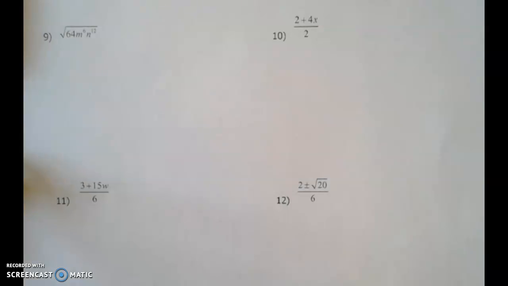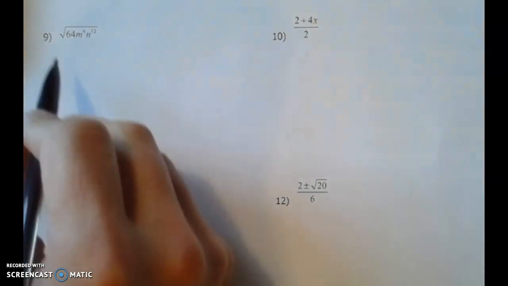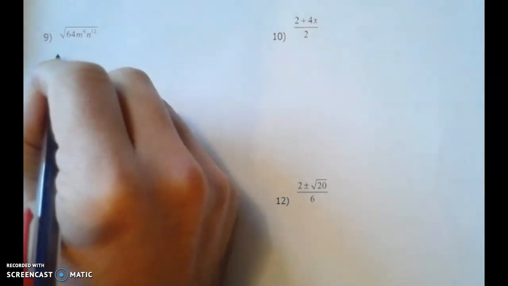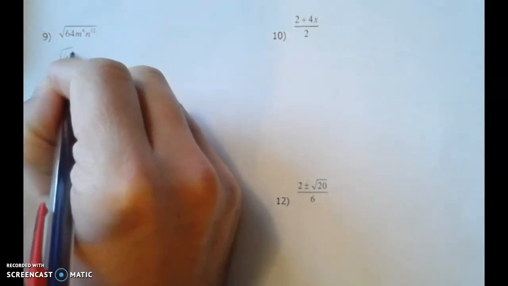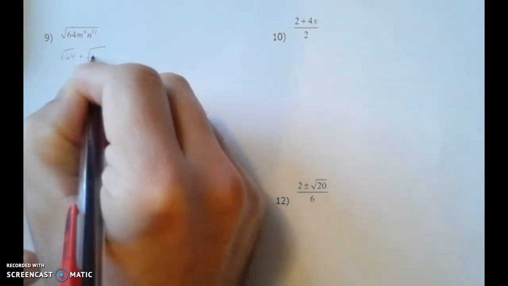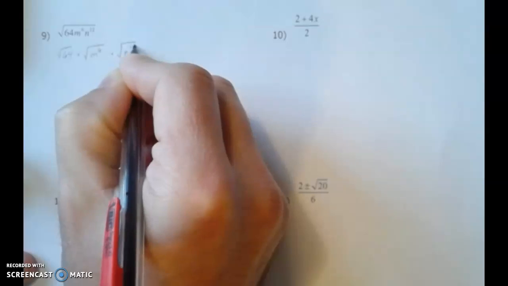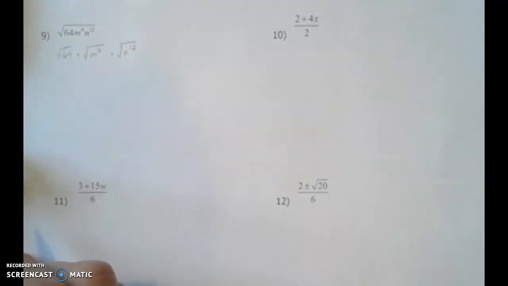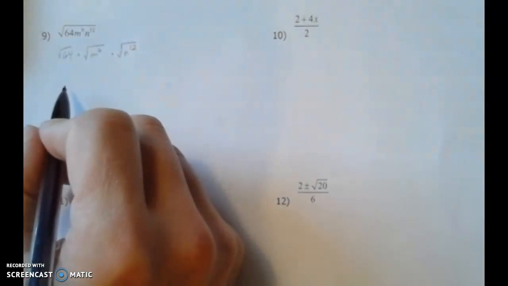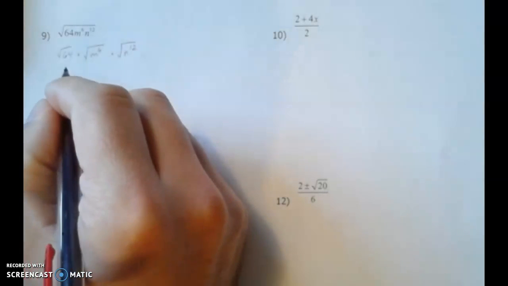In example 9, notice we've got some variables under the radical symbol right now. I'm going to break this up into 3 separate radicals. I'm going to write this as radical 64 times radical m to the 6th times radical n to the 12th. Okay, and now I'm going to try to simplify each part of the radical. So I'm going to look at this. I know that radical 64 is equal to 8.